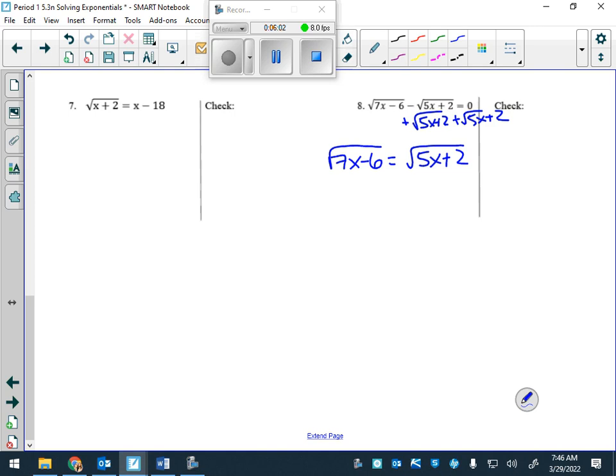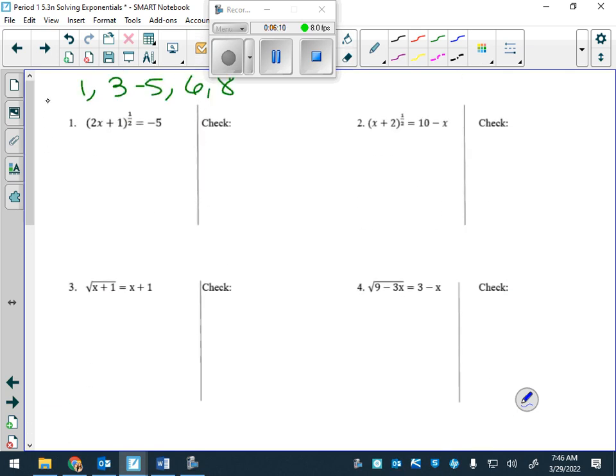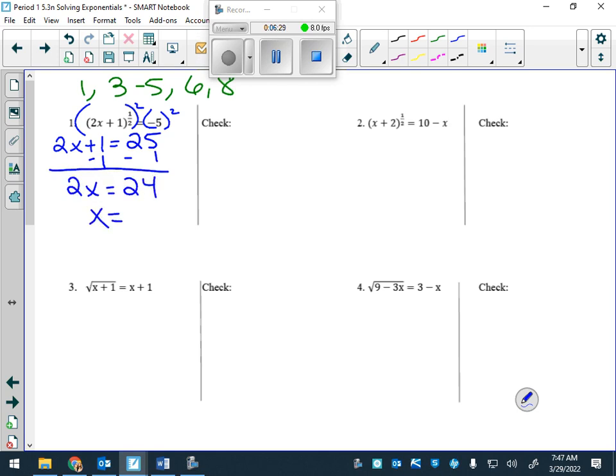Okay? Yeah, Lucy. Number 1? Sure. Okay. So number 1, what do you have to do to both sides? Square it. Okay, so you're squaring this whole thing. So you have 2x plus 1. Negative 5 squared is what? 25. Then you subtract 1. X equals 12, right?